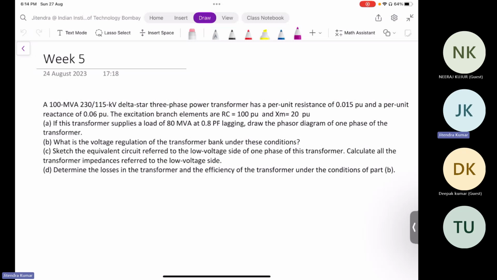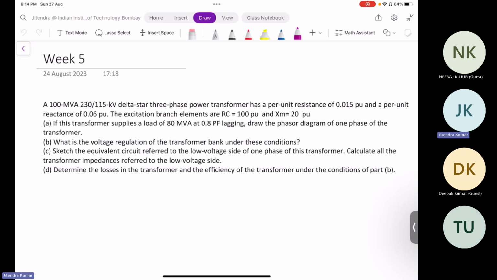Now, in the first part, we have to draw the phasor diagram of one phase of the transformer. If this transformer supplies a load of 80 MVA at 0.8 power factor lagging, then we have to draw the phasor diagram of any one phase of the transformer. I hope this part is clear.